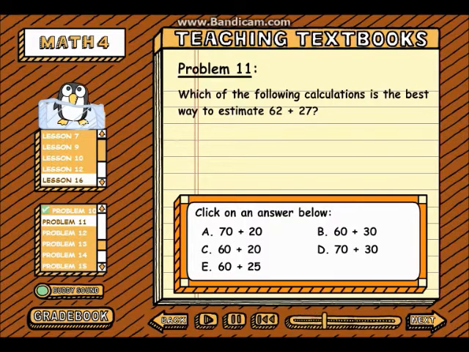Here, you're supposed to tell which of these calculations is the best way to estimate 62.